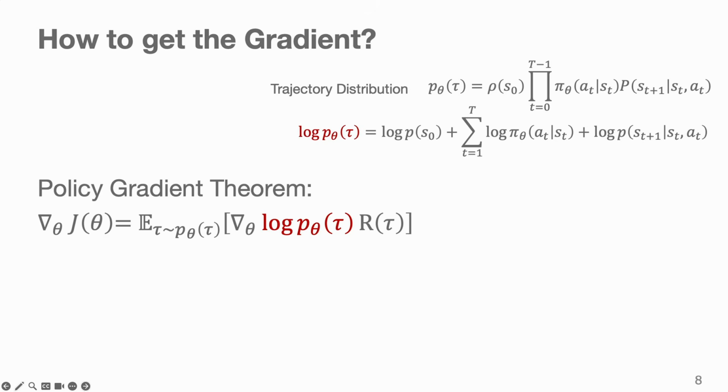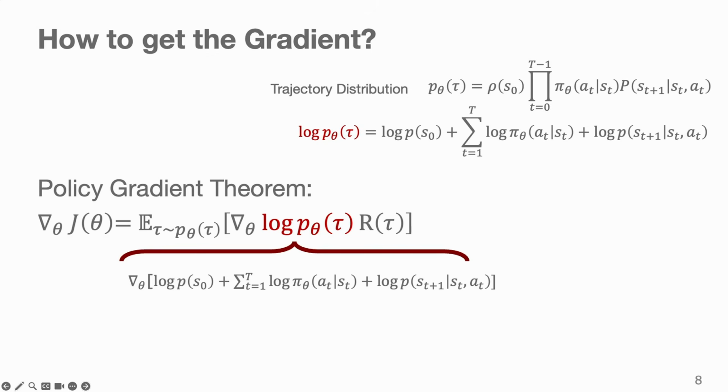Now we can substitute this back into our policy gradient formula, where we have the gradient of this. If we look at the first term, the log of p of s0, this doesn't depend on theta, so we can cancel it out. And if we look at the transition probability, this also doesn't depend on theta, so its gradient we can also cancel out.